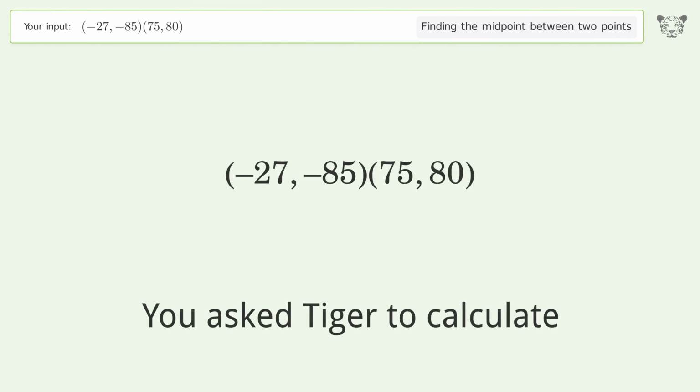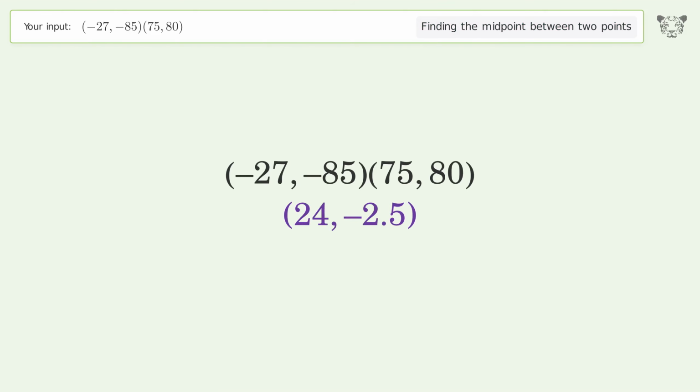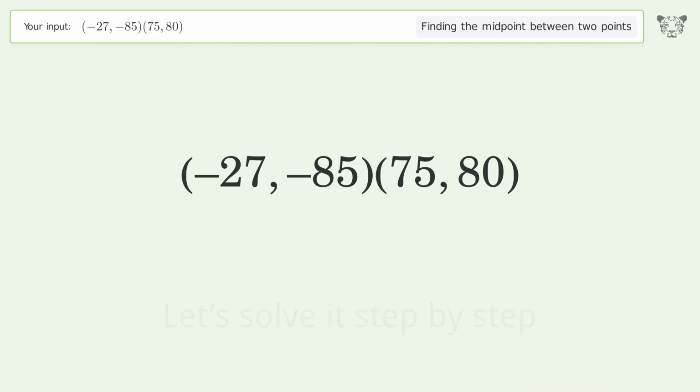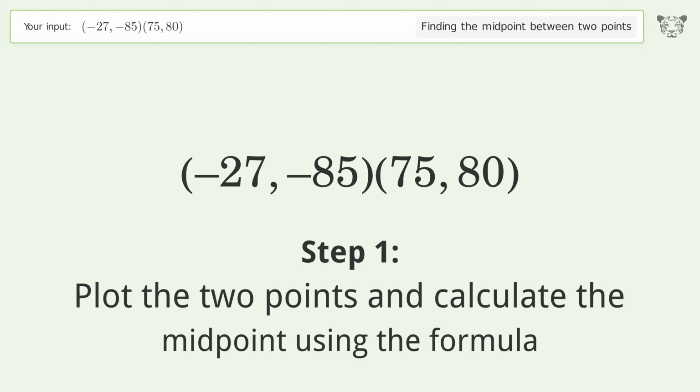You ask Tiger to calculate. This deals with finding the midpoint between 2 points. The midpoint between the 2 points is 24, negative 2.5. Let's solve it step by step. Plot the 2 points and calculate the midpoint using the formula.